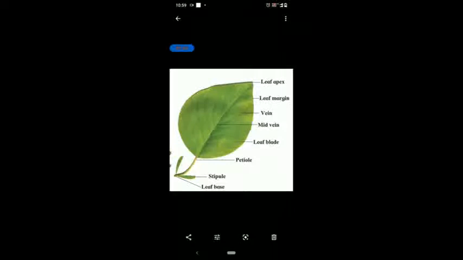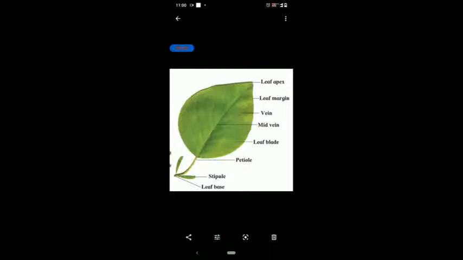Now we will revise this part. The tip of the leaf is called the leaf apex. It may be tapering, pointed or rounded. In all plants, it will not always be pointed. That we will see in the parts of leaves.